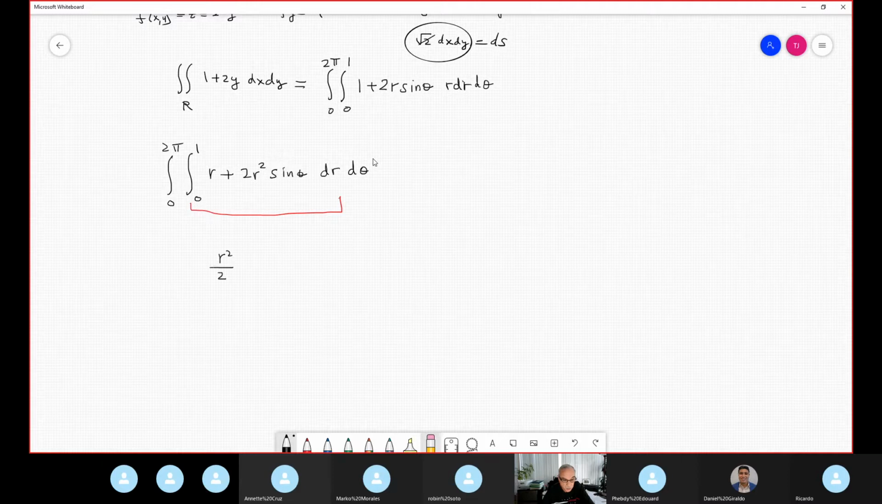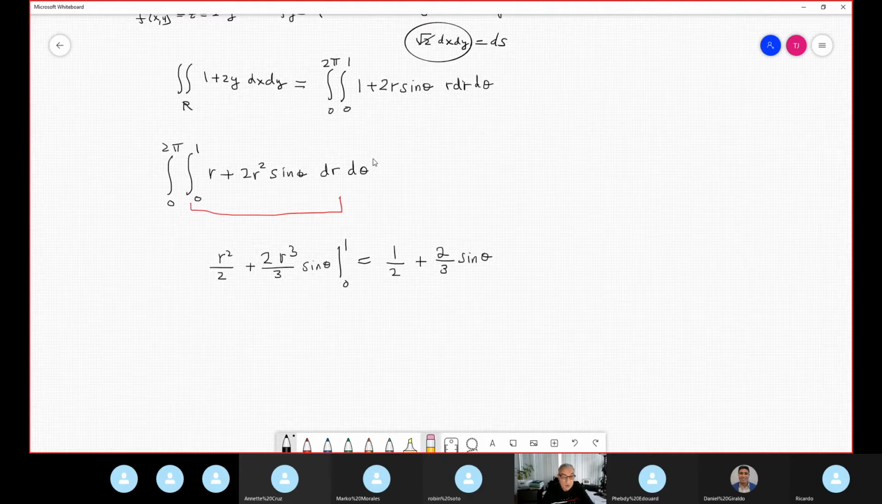divided by 2 plus, this is 2 times r cubed divided by 3. Don't forget sine theta, because sine theta you consider like a constant and you evaluate between 0 and 1. And it's 1/2 plus 2/3 sine theta. And evaluating at 0, 0. Okay.